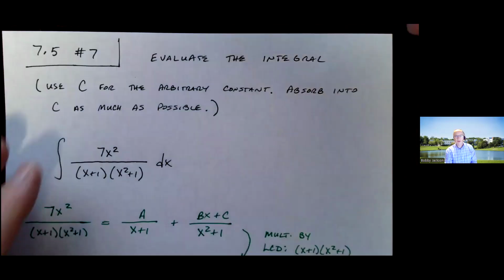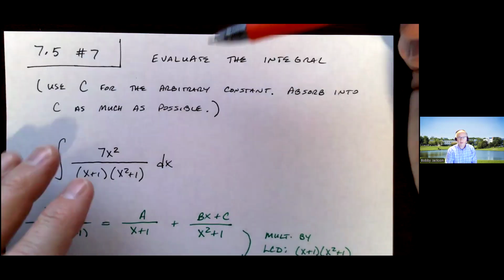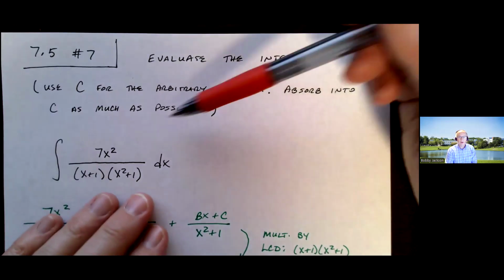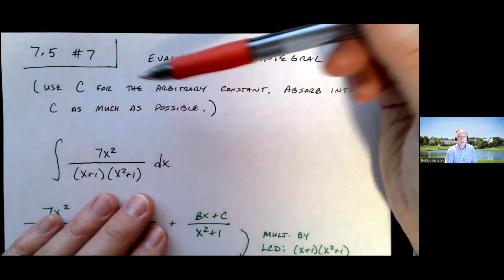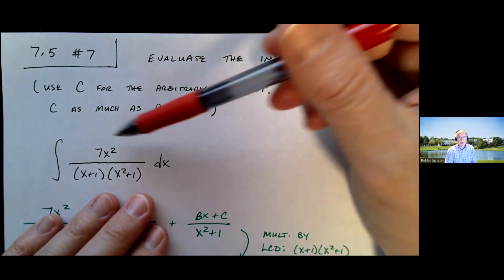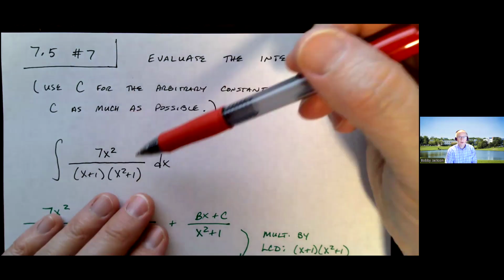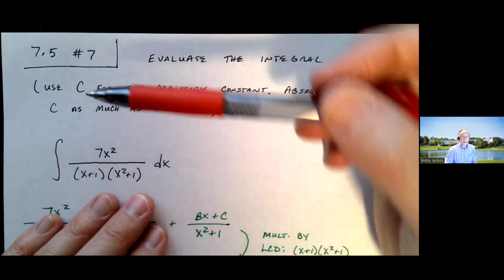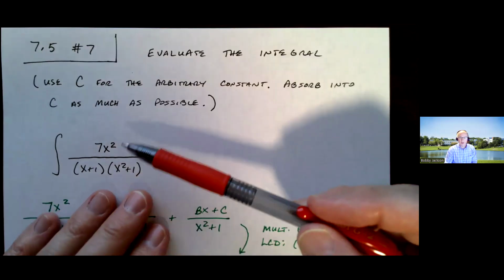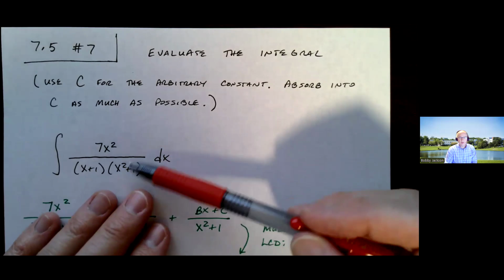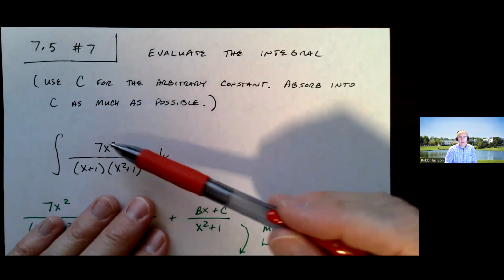Okay, let's take a look at number 7 in section 7.5. We're going to evaluate the following integral here. Use C for our arbitrary constant, so don't forget your constant of integration. So we're going to use partial fraction decomposition. It's already set up to find the partial fraction decomposition for this.